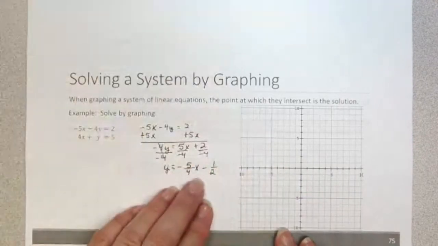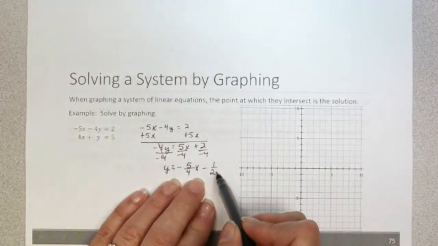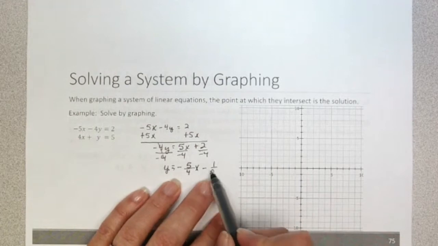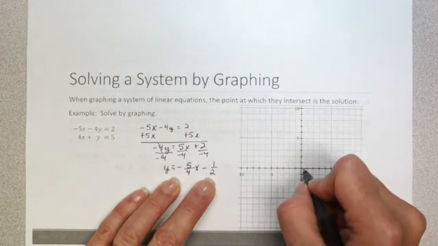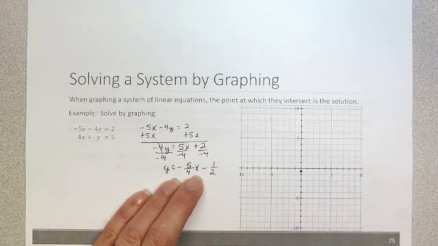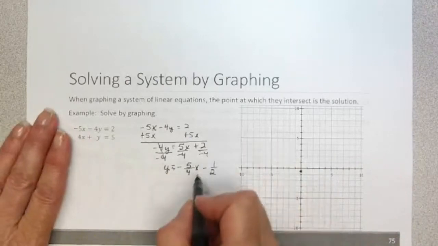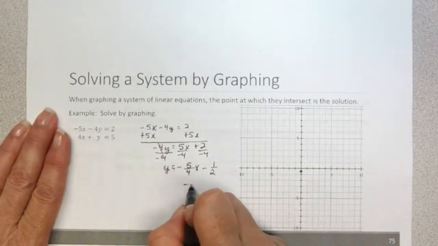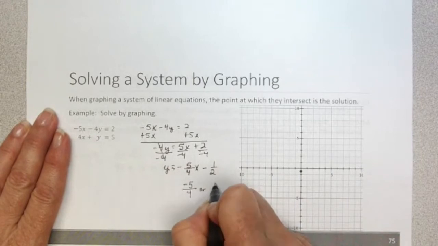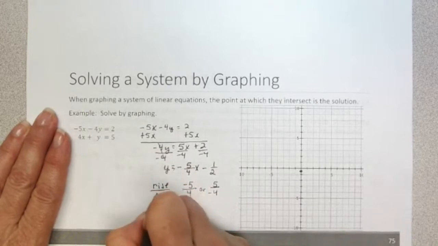All right, to graph that line, I now have it in slope-intercept form. The y-intercept is negative 1/2. So that's one point on this line. I'll use the slope to find the second point. The slope is negative 5/4, right? So if I do rise over run here, that's either negative 5 over 4 or it's 5 over negative 4, either way, for my rise over run.